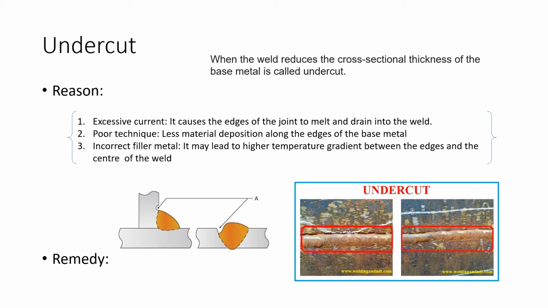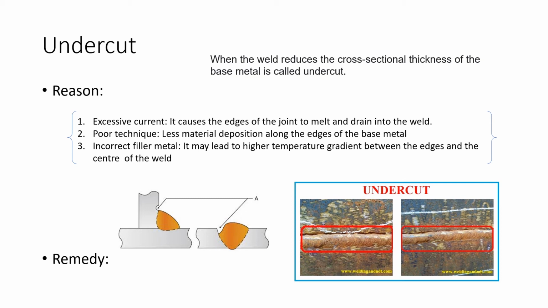So what is undercut? Also at the left side we can see that the edges of the base metal are not touched by the molten metal or the weldment. Therefore the proper joining doesn't take place. When the undercut takes place, it reduces the cross-sectional thickness of the base metal. If you see the cross-sectional thickness, it will be reduced at these places where these gaps are there.